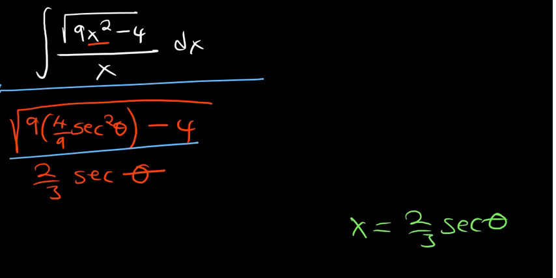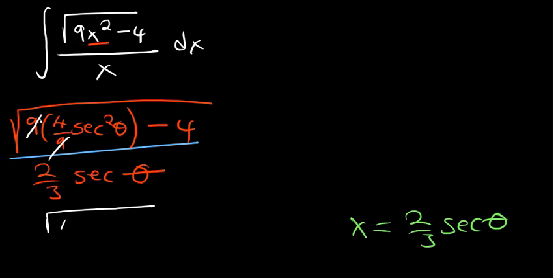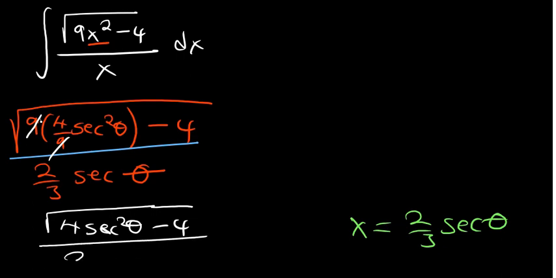So don't forget this is a division. We can remove this line. So we can basically try to simplify what we have on top there. So we have 9 multiplied by 4 over 9 secant square of theta. So the 9 basically can divide there, and then we remain with 4 secant square of theta. So we have the root of 4 secant square of theta minus a 4, and then divided by 2 over 3 secant of theta.